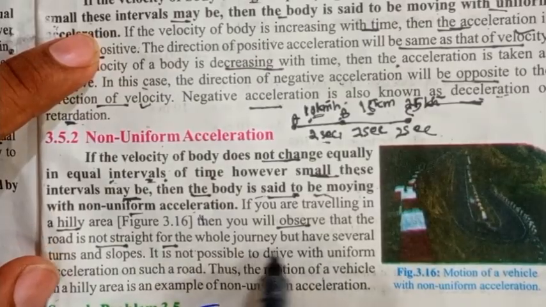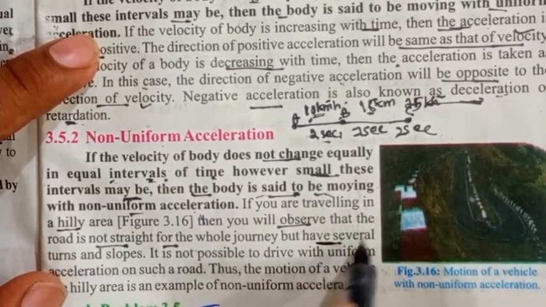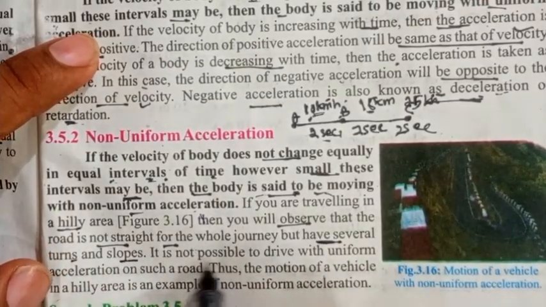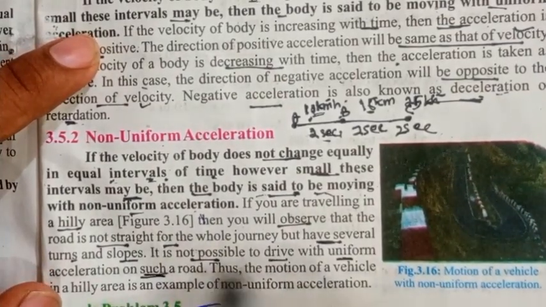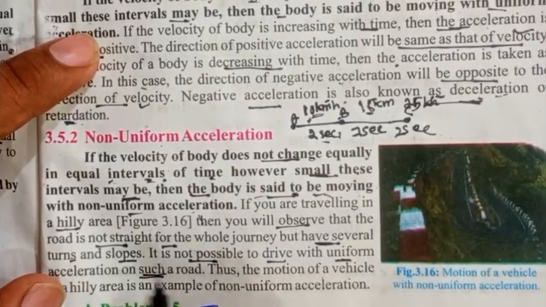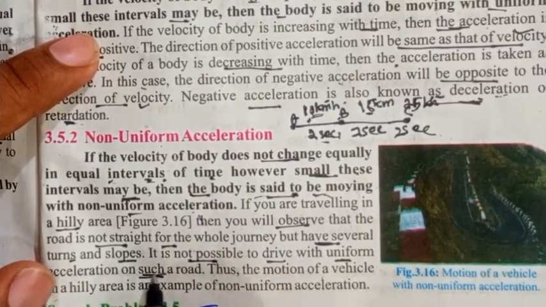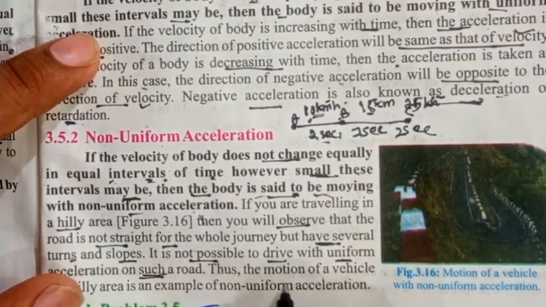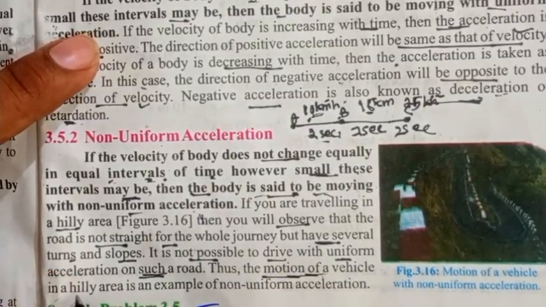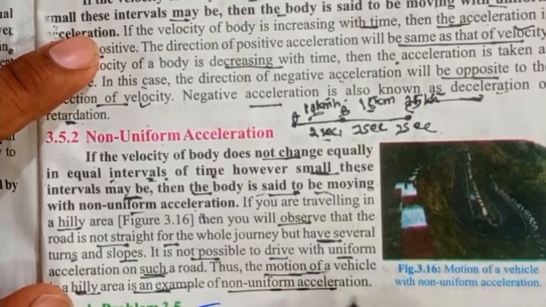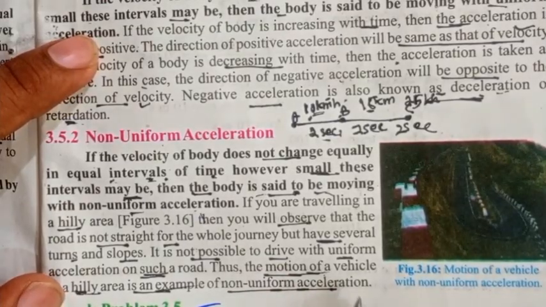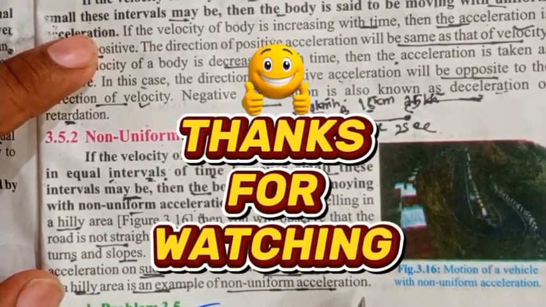The road is not straight for the whole journey, but has several turns and slopes. It is not possible to drive with uniform acceleration or the same velocity on such a road. Thus, the motion of a vehicle in a hilly area is an example of non-uniform acceleration.